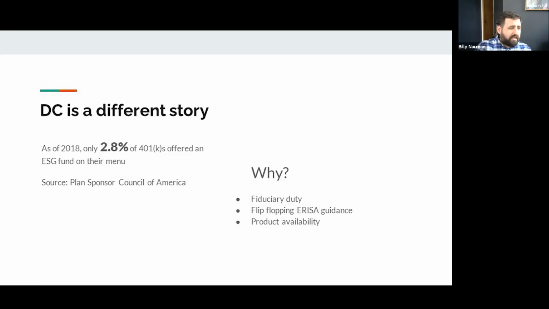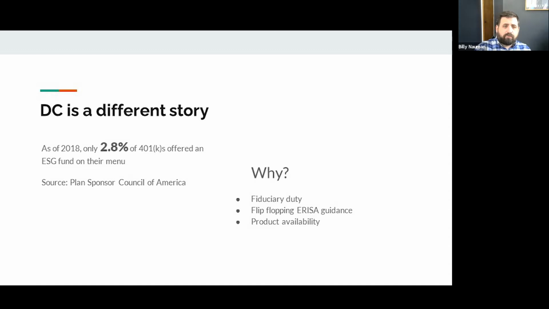But as of 2018, which was the most recent data I've seen, and I don't think it's changed much since then, only 2.8% of 401k plans offered an ESG fund on their menu. And there are a lot of reasons why. Well, not a lot of reasons. There's one big reason why, and that is the guidance coming out of the Department of Labor around ERISA.